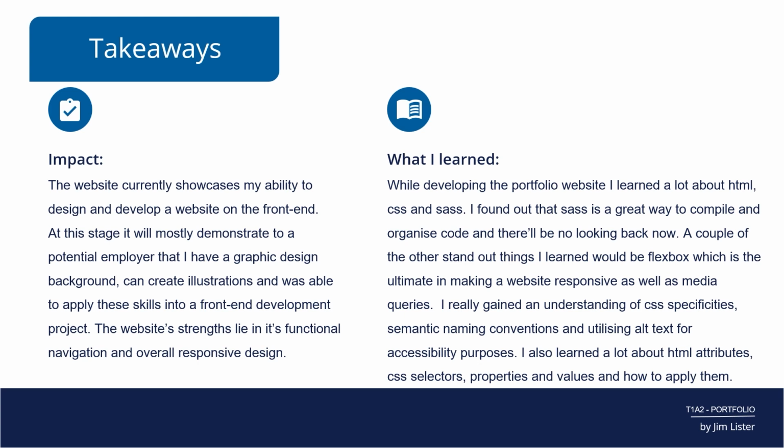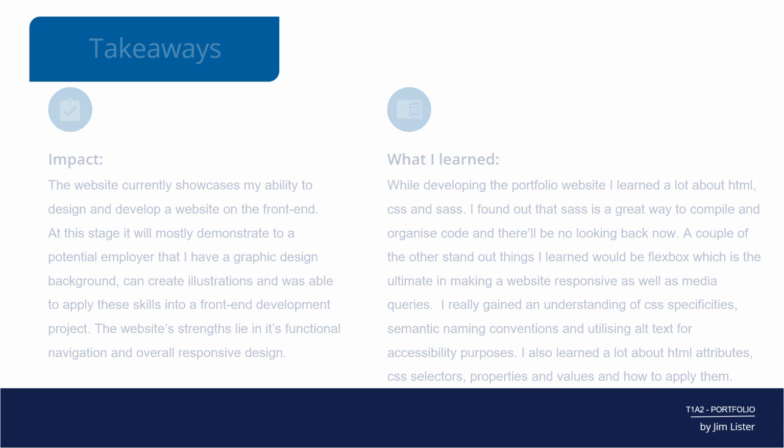What I learned. While developing the portfolio website, I learned a lot about HTML, CSS, and Sass. I found out that Sass is a great way to compile and organize code, and there'll be no looking back now. A couple of the other standout things I learned would be Flexbox, which is the ultimate in making our website responsive, as well as media queries. I really gained an understanding of CSS specificities, semantic naming conventions, and utilizing alt text for accessibility purposes. I also learned a lot about HTML attributes, CSS selectors, properties, and values, and how to apply them.